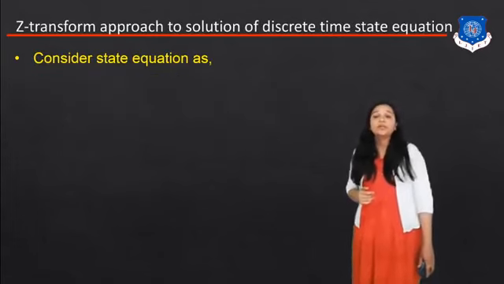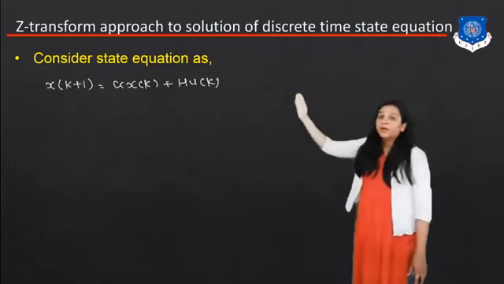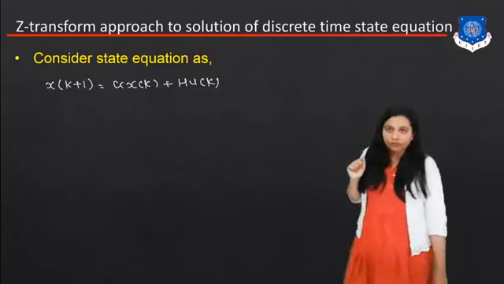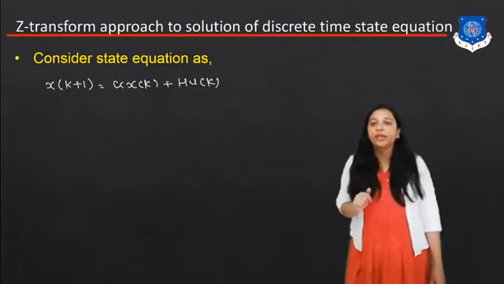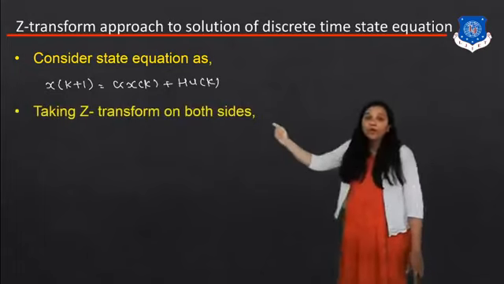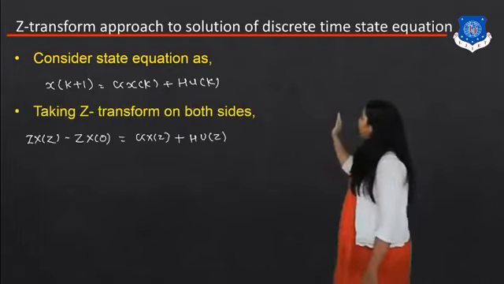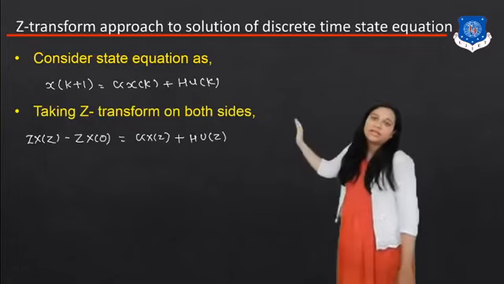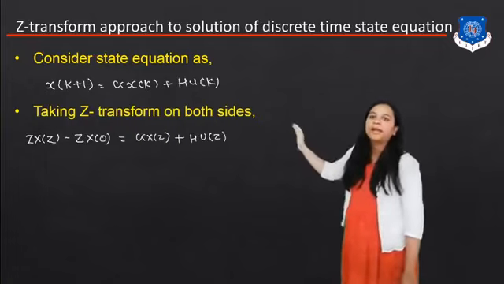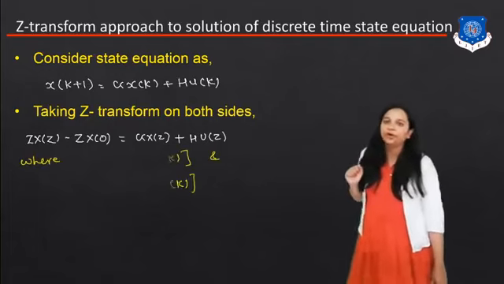Now we have to consider a state equation as x of k plus 1 is equal to G x of k plus H u of k. Now the next step is taking the z transform of both sides of the state equation. So we get z X of z minus z X of 0 is equal to G X of z plus H U of z.